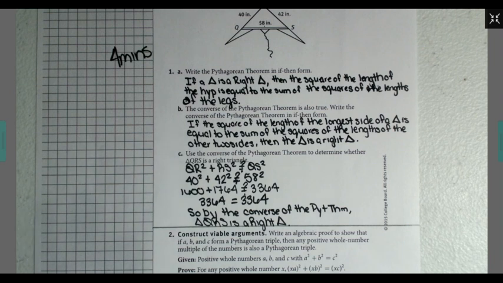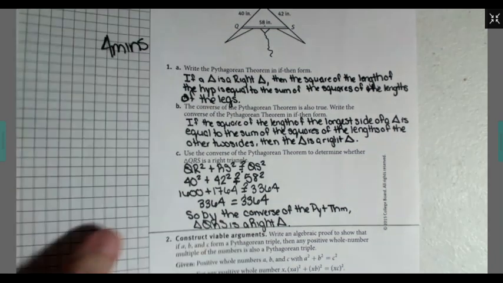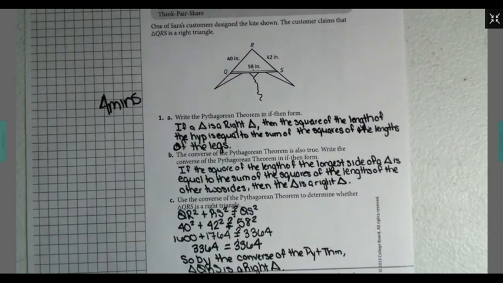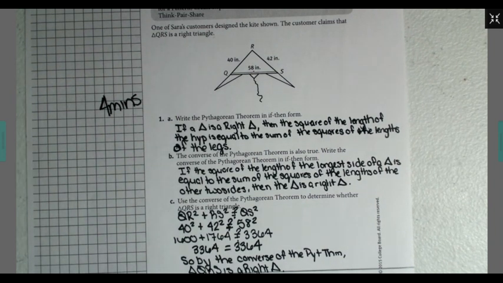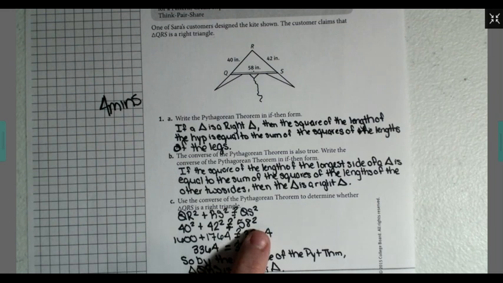So I said, based on this triangle, QR squared plus RS squared must equal QS squared. Notice this question mark all the way through? I don't know this. I'm trying to figure out if this is true because I'm trying to figure out if this is a right triangle. So I said 40 squared plus 42 squared, questionable, equals 58 squared.